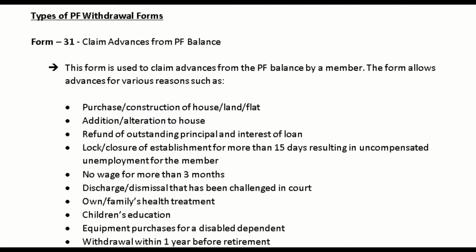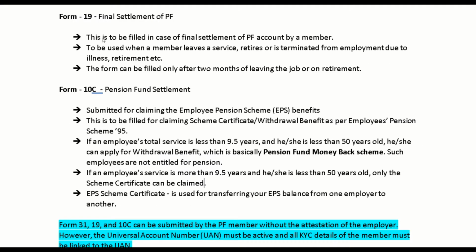The next form is form 19 for final settlement. In case you lost your job and have been without a job for 2 months, then you can go for form 19 and say I need a final settlement. I need to withdraw the complete accumulated amount. Yes, you can do that.